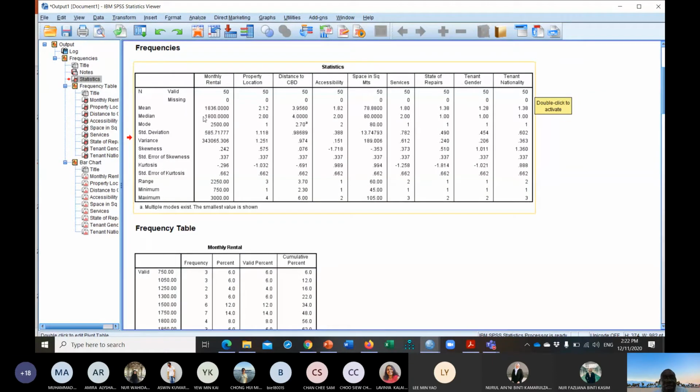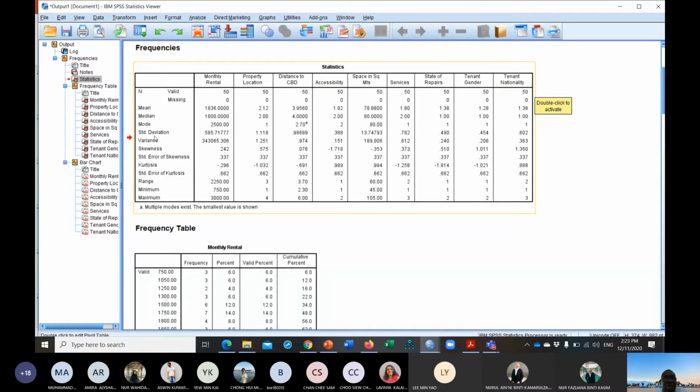For the monthly renter, we can see the mean. And the mean is 1,836 ringgit per month. That is the mean renter. For the median, it is 1,800. For the mode, it is 2,500. That means 2,500 appears the highest number of times. So from here, these have been the descriptive statistics.